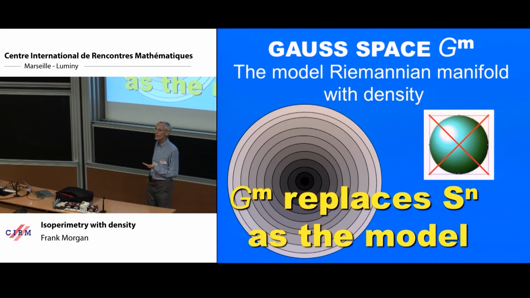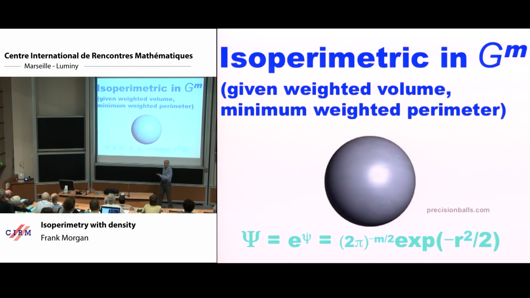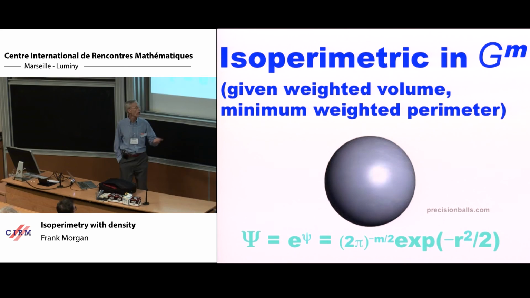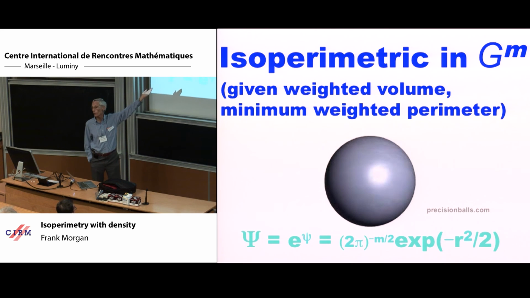I want to talk about the isoperimetric problem in a space like Gauss space. So it's the similar thing, only now we have weighted volume and weighted perimeter. We're given some weighted volume, some number, and we want to find the shape that minimizes weighted perimeter. And so for Gauss space, of course, there's so much symmetry, you might guess that it's just the ball about the origin.